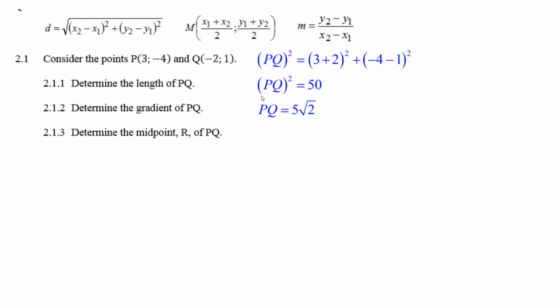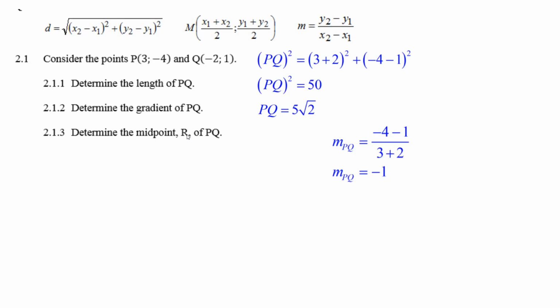Let's determine the gradient. Well, you've already kind of done the work because you've got the change in y, you've got the change in x, and you just make a fraction. Minus 4 minus 1 over 5 plus 2. That's minus 5 divided by positive 5. The gradient of PQ is minus 1.